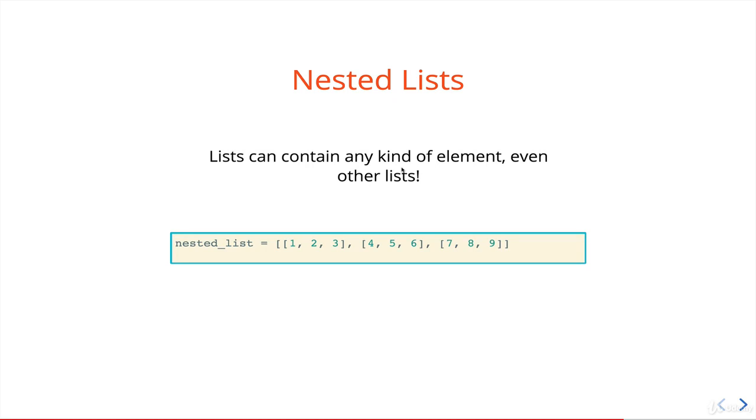Here we have a list that has 3 elements. If we ran the length of this list, it would give us 3. But each of those elements is its own list. So that's where we get the multi-dimensional part.